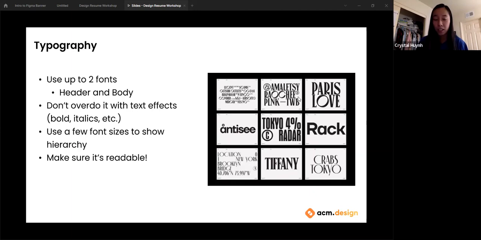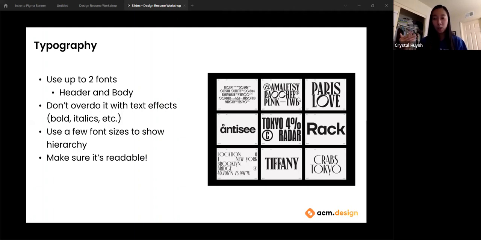Like bolding everything, italicizing every other thing, or underlining or whatnot. Just be selective about your choices, to make sure that it's readable and the recruiter is not being distracted by all of those things. And also whatever you choose to do in terms of font choices or text effects, make sure it's consistent throughout your resume. And then on font sizes, again, just choose a few font sizes to show.